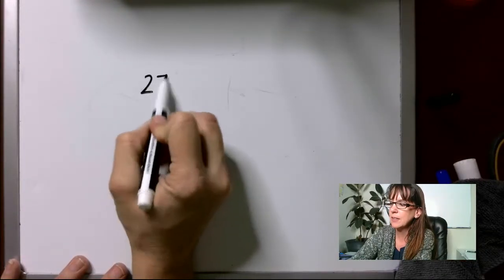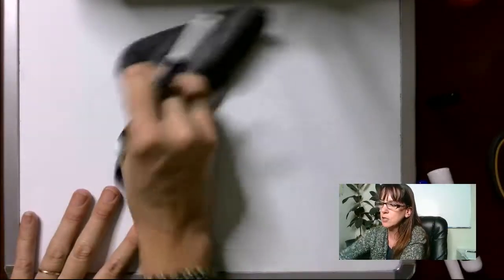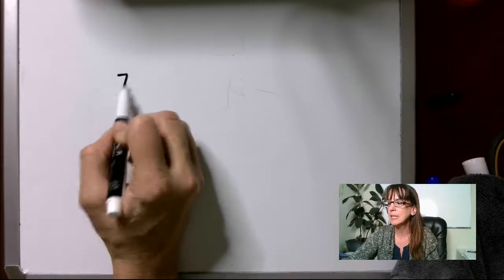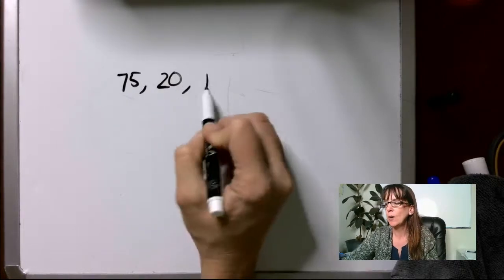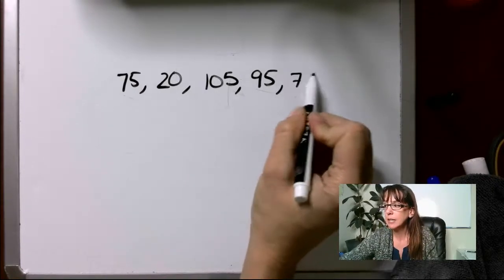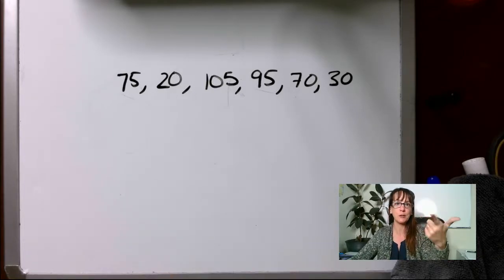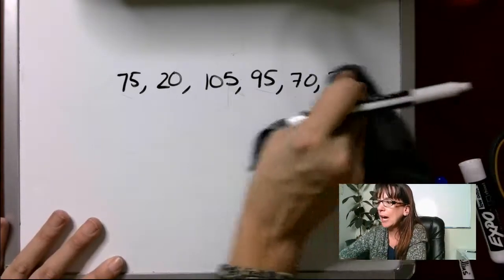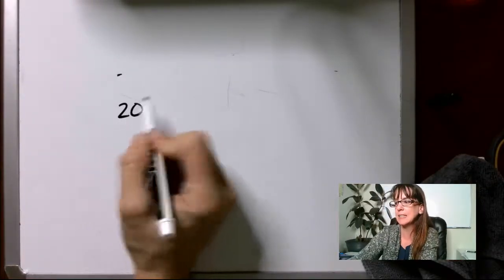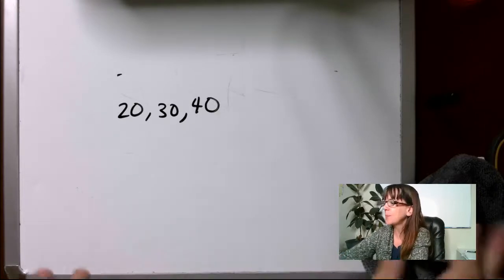Now, my favorite one is, let's say I have 27. Actually, before we get into 27, let's talk about 5. We know something is divisible by 5 if it ends in a 0 or a 5. 75, 20, 105, 95, 70, 30, those are all divisible by 5 because they end in a 5 or a 0. So now you know your 2s and your 5s. 10 is very similar. However, it is only things that end in a 0. Just like this. So only things that end in a 0 for 10.